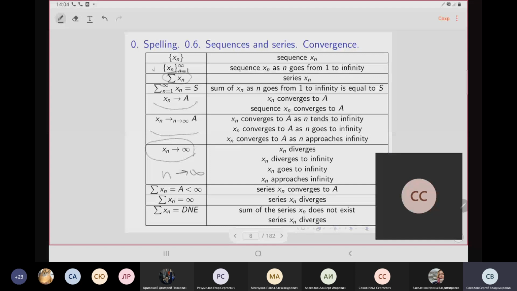Next one. If a series converges to a, if a is a real number, then we say that the series converges to a. On the contrary, if it doesn't converge, we say that it diverges, or sometimes that the sum doesn't exist. Give me, please, an example of a series where the sum doesn't exist.